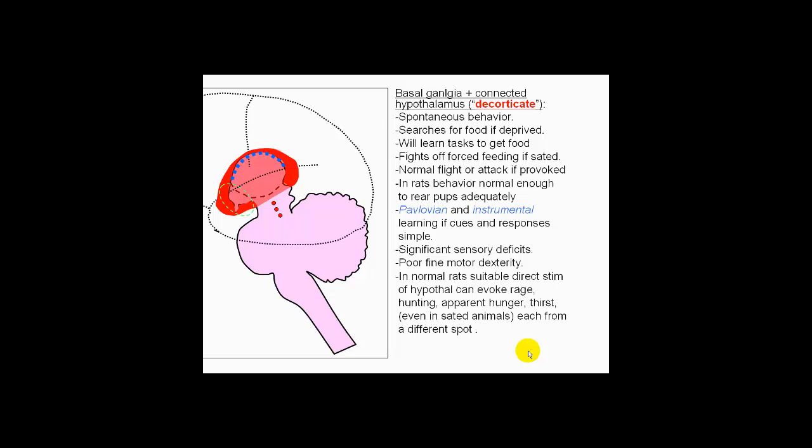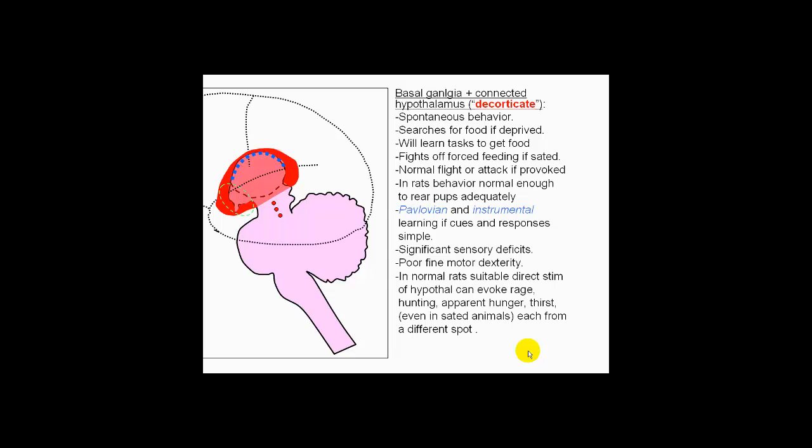They can't distinguish many kinds of stimuli that an intact animal can. So their sensory or perceptual capacities are diminished. But if you use simple stimuli, they can learn these things.